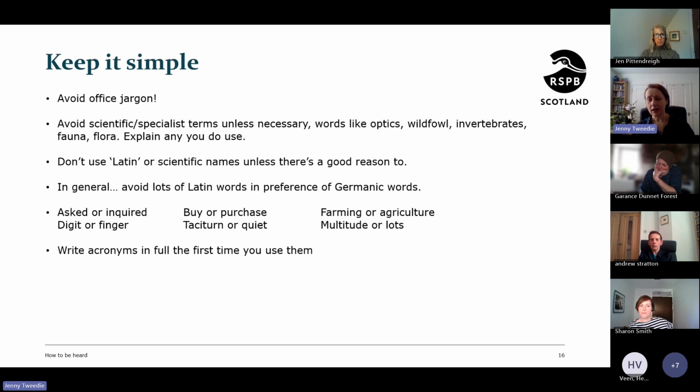And acronyms, I don't know about you, but my organization uses a lot of acronyms. And again, we just get used to saying it, and then somebody new starts and they've no idea what's going on when they go to a meeting. So always explain what an acronym is. Never assume that somebody knows what you're talking about when you're using an acronym.